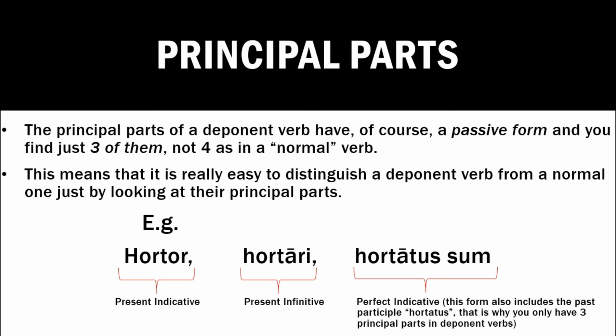So in this example, I give you a very frequent deponent verb, hortor, hortari, hortatus sum, which means to encourage, to exhort. As you can see, the first principal part is the present indicative, and we know that. The second principal part is the present infinitive, while the third and fourth principal parts in deponent verbs are basically put together. So as you can see, hortatus sum represents the perfect indicative, but since the perfect indicative already contains the past participle, the 2 principal parts are fused together. So that is why you find 3 principal parts in deponent verbs and not 4.